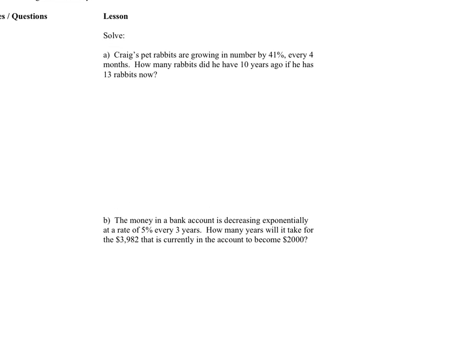So here we've got Craig, and he has some pet rabbits, and they are growing in number by 41%. Before today, we would have set this up so that the number of rabbits he has over the course of time would be however many he has now, and then we would go 1 plus 0.41 to the t power, because we're going to measure the amount of rabbits after t months goes by. But the situation here says that the 41% is kicking in every 4 months. It's not kicking in every month.